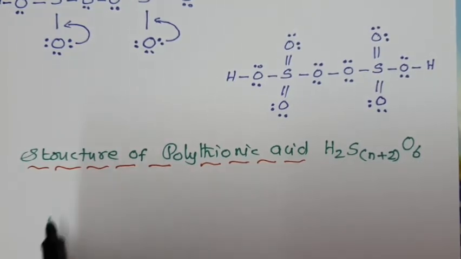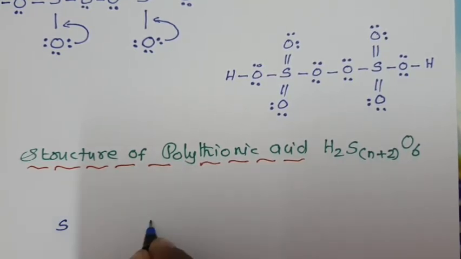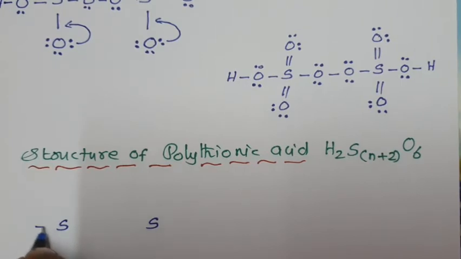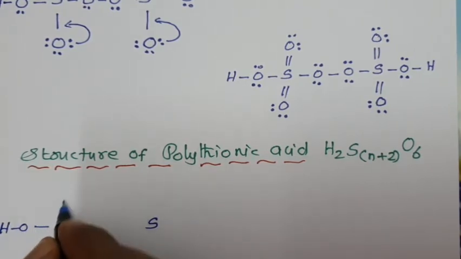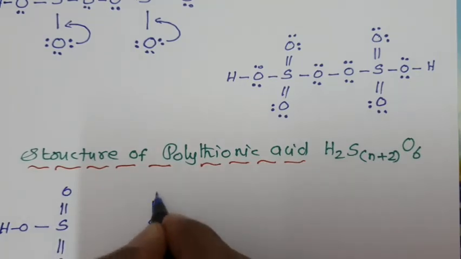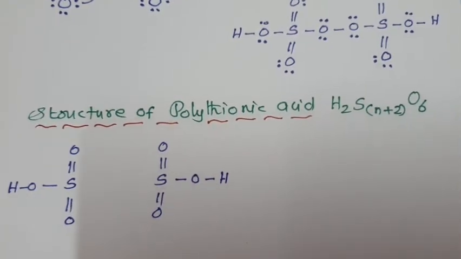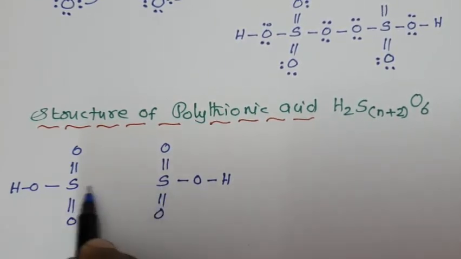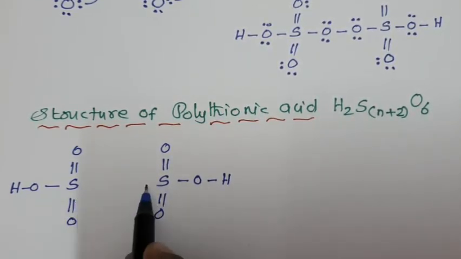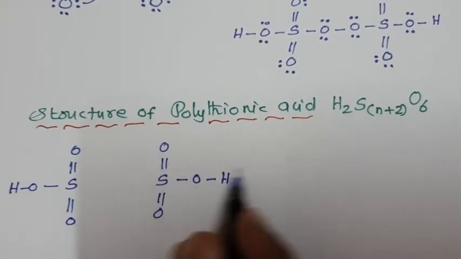How to draw the structure? 2 sulfur atoms we have, S, and here one OH, double bond O, double bond O. Here one double bond O, double bond O. Here you have one OH. If there is one single bond between these two sulfur atoms, this is the structure of dithionic acid.